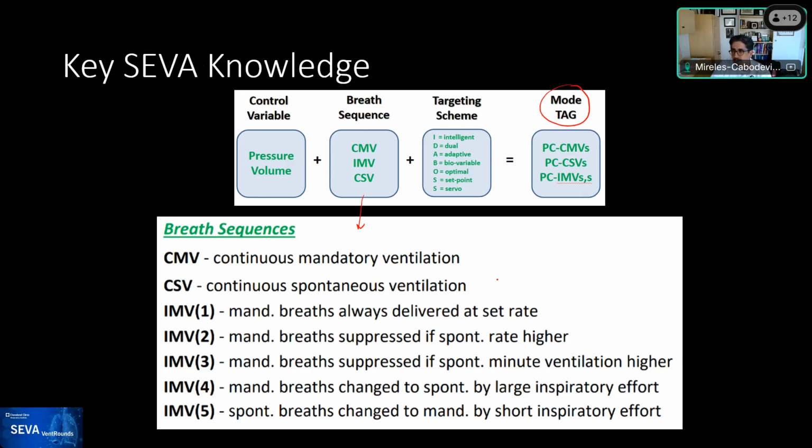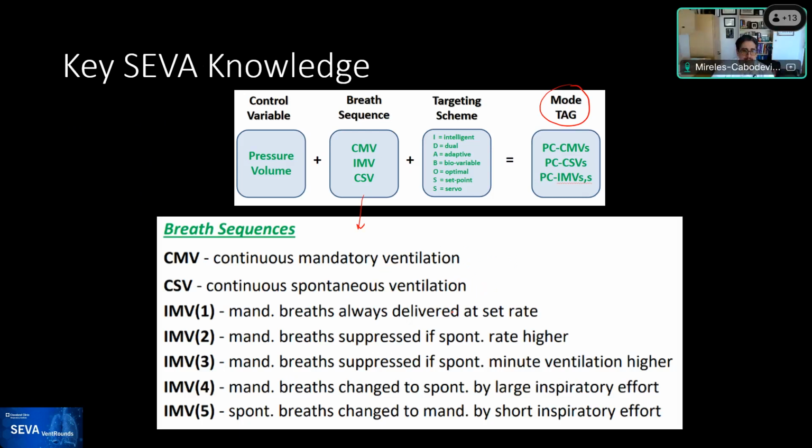Rob, any comments about these two, spontaneous CSV and CMV, before we go into IMV? Just a minor detail: the ventilator controls the size only in volume control. The patient can adjust the size in pressure control, but it's all about the timing. Triggering and cycling control the inspiratory time and the frequency.